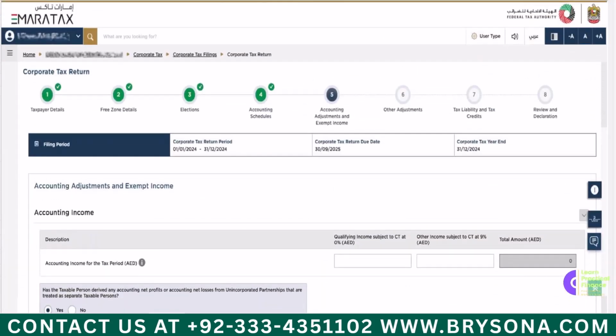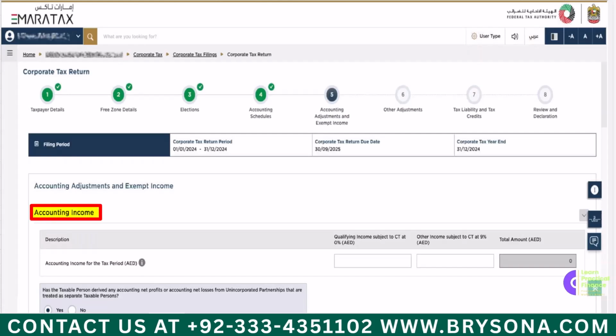First, we have to understand the purpose of this section. It is used to record net profit or loss from financial statements for the tax period, provides starting point for calculating taxable income, reflects total accounting results before tax adjustments, exemptions, or reliefs, used by FTA to reconcile financial statements with tax computation, ensures non-deductible expenses, exempt income, or reliefs are correctly applied to arrive at final taxable income.